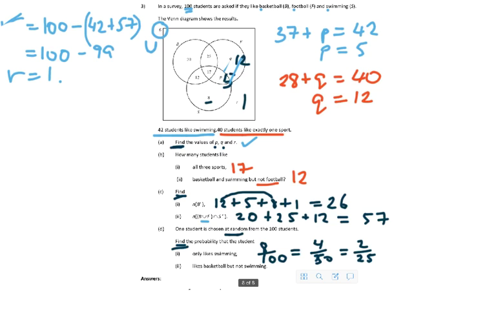In part II, likes basketball but not swimming. So let's look here. So basketball, likes the basketball, doesn't like the swimming. So we discount those two numbers, add up the rest, and so we see that that's 45 out of the 100 students. And again, we're going to see that both of these numbers can divide by 5. So we've got 9 over 20 as our simplified probability.